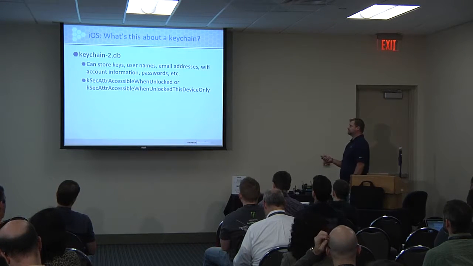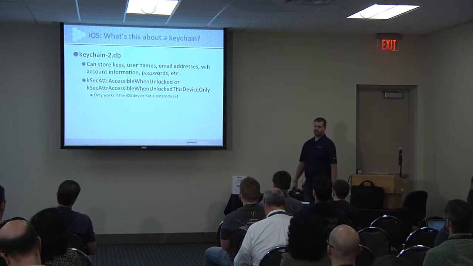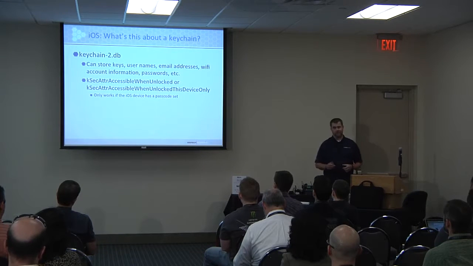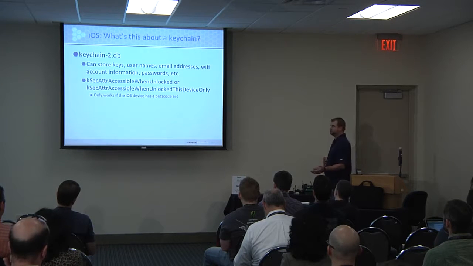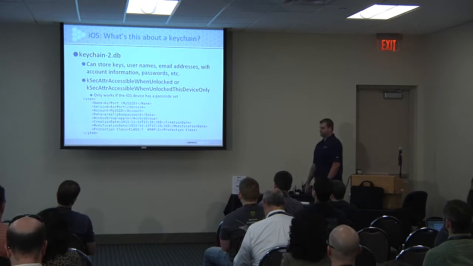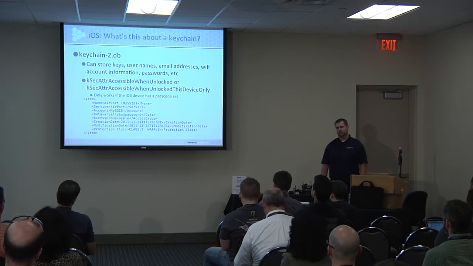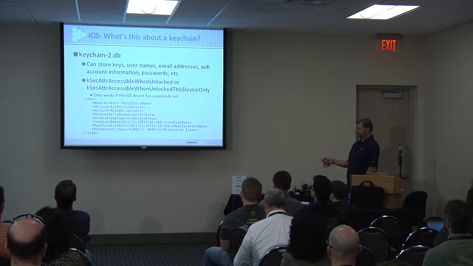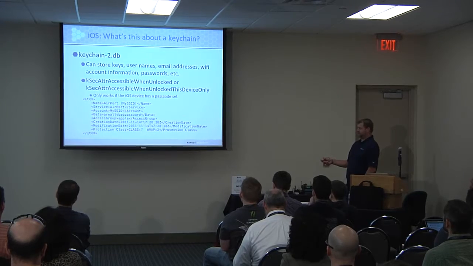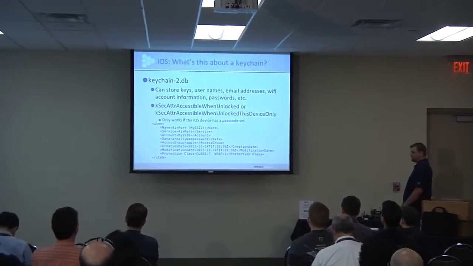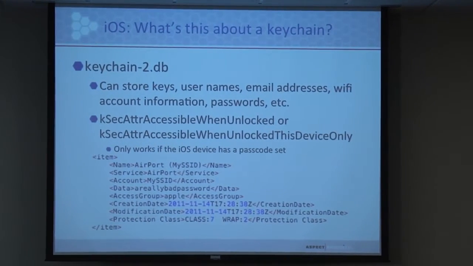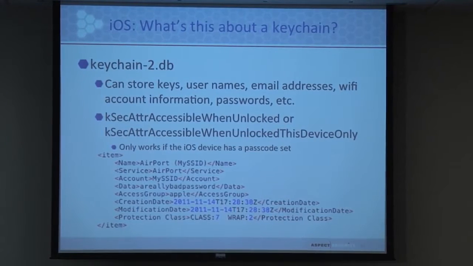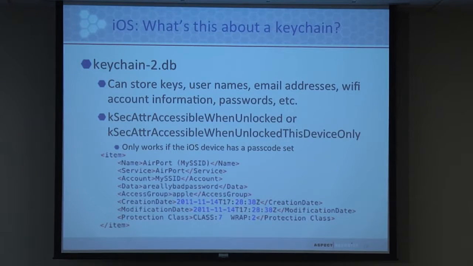But there's a caveat to this. It only works if the device has a passcode set, which you can't necessarily require from your application, right? So you can't rely on these attributes to work if the user just has a wide open device. So this is kind of what it would look like. This is just an SSID where I did a dump of a keychain. And obviously you have the account or the SSID and a really bad password in the clear. So that information is available even though it's supposed to be secured. So make sure what you're storing in there isn't something that, if lost, is going to be detrimental.